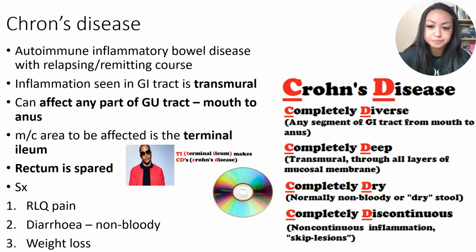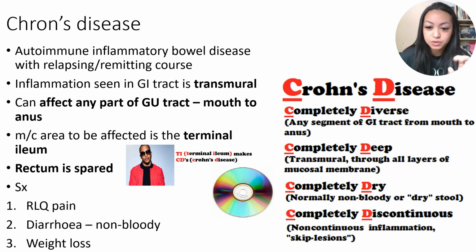So how do I remember everything I need to know for Crohn's disease? So Crohn's disease, CD. So I say CD, C, completely diverse. So all the C's are completely, and then the D is like the characteristic. So CD, completely diverse. What do I mean by completely diverse? It can affect any segment of the GI tract from the mouth to the anus. Completely diverse. So it can affect any portion of the GI tract.